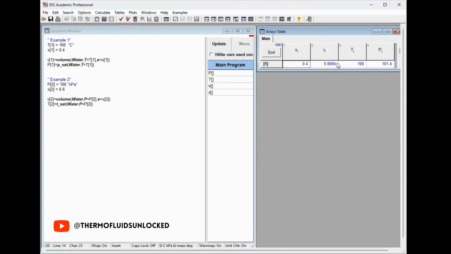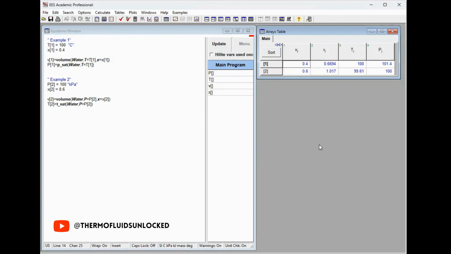And now I solve it. And if I just make this table bigger, you can see that now it has found that the Tsat is equal to 99.61, and the specific volume is 1.017 meter cube per kilogram.